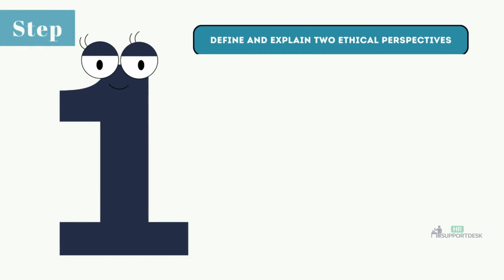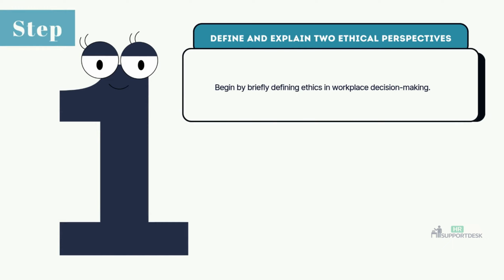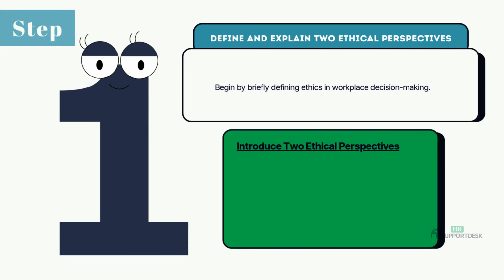Step 1. Introduce and explain two ethical perspectives. Though not required, attempt to begin by briefly defining ethics in workplace decision-making. Keep this concise. The purpose is simply to demonstrate that you understand ethics relates to moral principles that guide behavior and decision-making within organizations. You should then introduce two ethical perspectives.